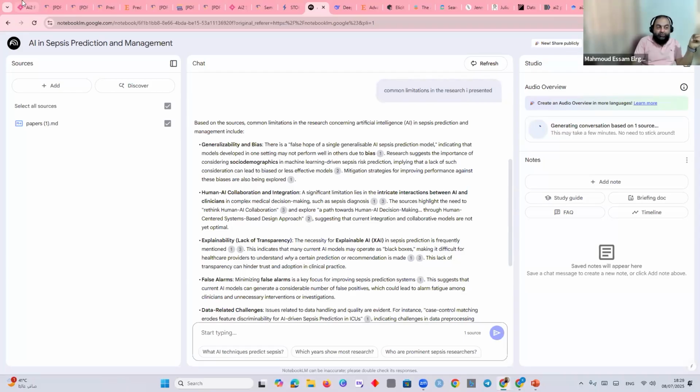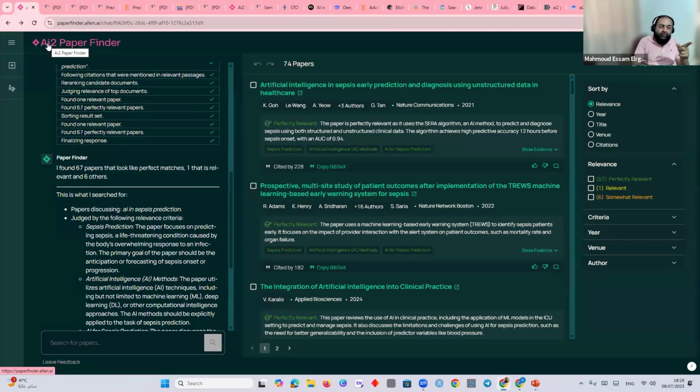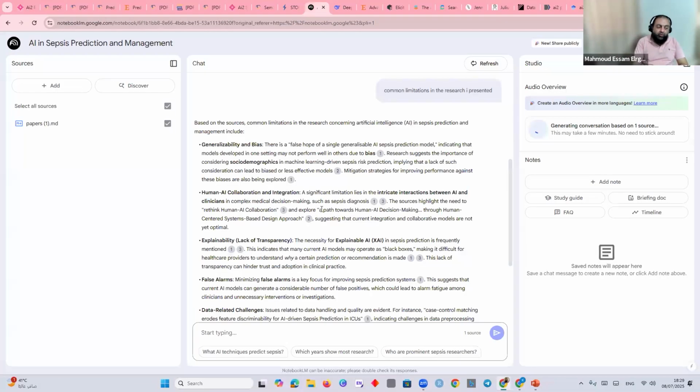When do you use it? After you use the AI paper finder. So you collect the papers from the AI paper finder, you download the papers from AI paper finder, and then you upload them into the Notebook LM. After you upload them, you start by asking, what's the good research question from here? And then maybe ask it to generate a literature review based on only those papers.